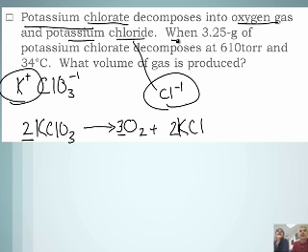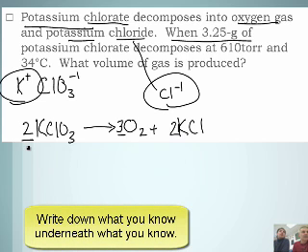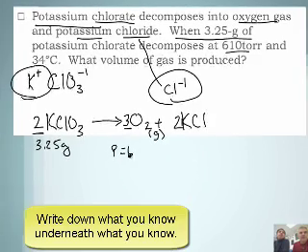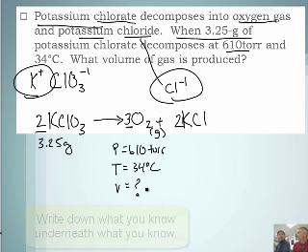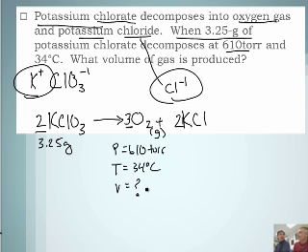Now what do we know? We have 3.25 grams of KClO3. Write down what you know. It decomposes, and we're measuring the gas, which is oxygen. The pressure is 610 torr. The temperature is 34 degrees Celsius. And it's asking what is the volume of the oxygen gas. We have almost enough to use PV equals nRT. The one thing we're missing is n, but we can get that from stoichiometry.